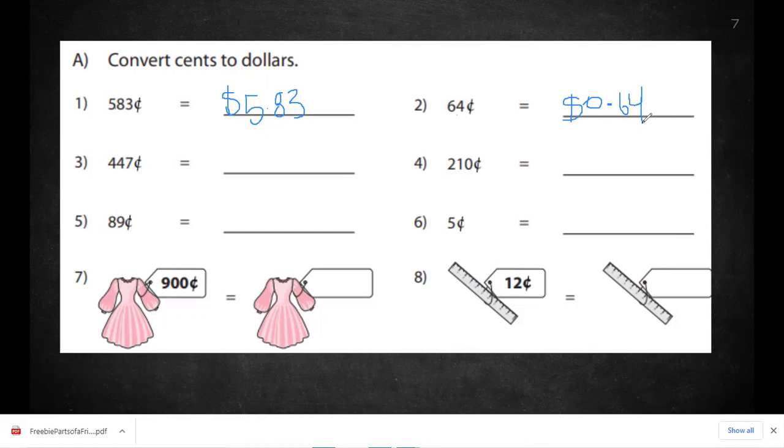All right, friends, let's do one more. All right, we're going to go down to number 7. It says the dress is 900 cents. We need to put our decimal point before the last two digits. So my decimal point is going to go right here, which is going to make 900 cents also $9. All right, friends, let's go on to our next problem.